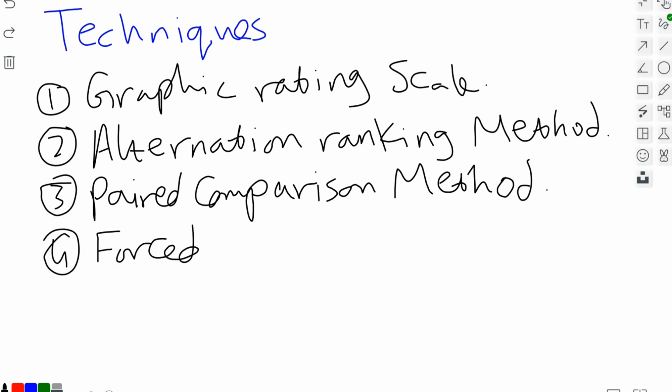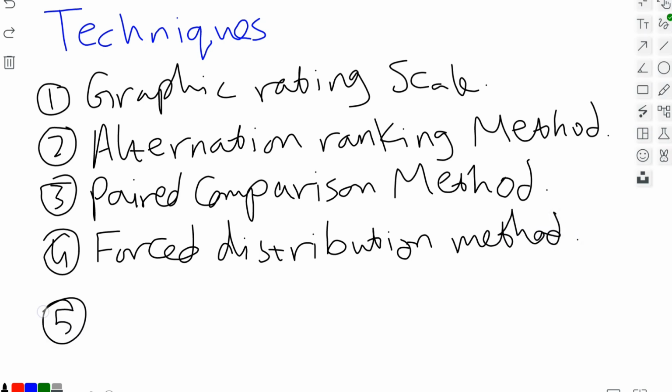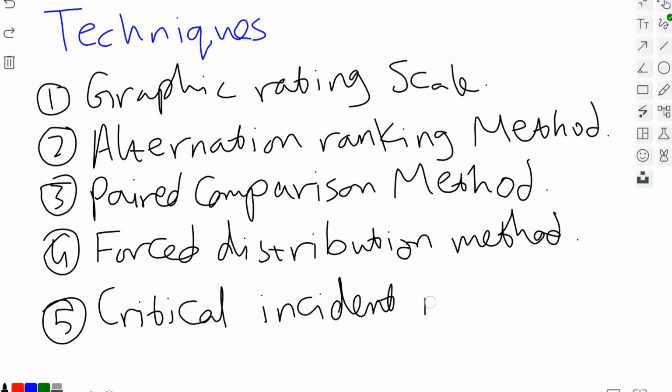Forced distribution method. Similar to grading on a curve, predetermined percentages of ratees are placed in various performance categories. Critical incident method. Keeping a record of uncommonly good or undesirable examples of an employee's work-related behavior, and reviewing it with the employee at predetermined times.